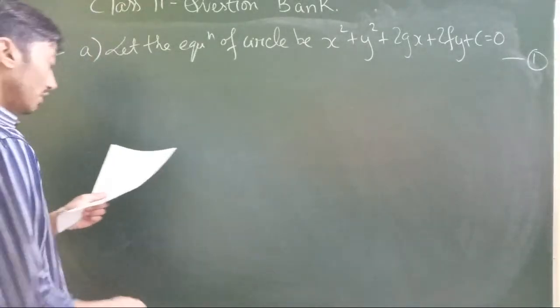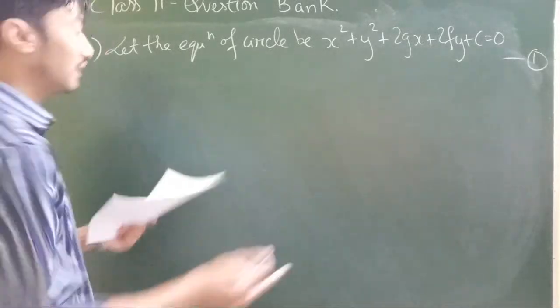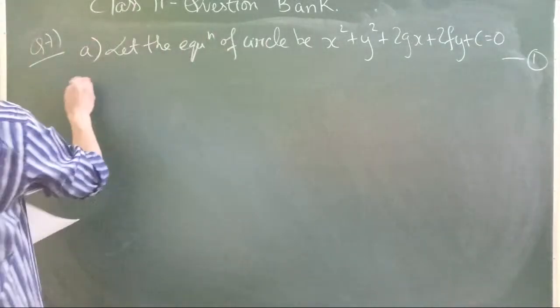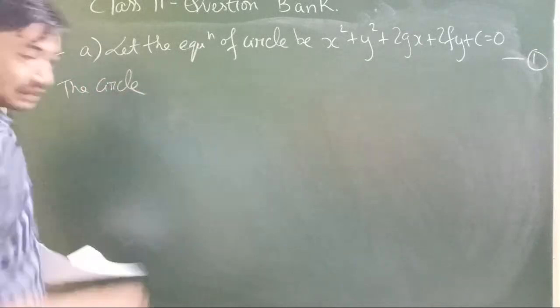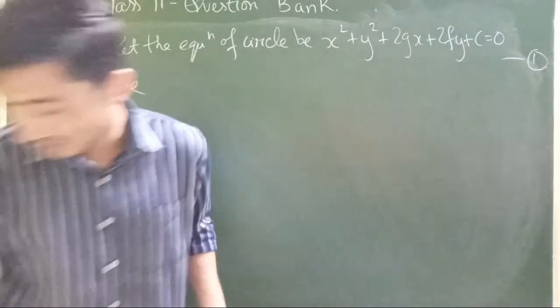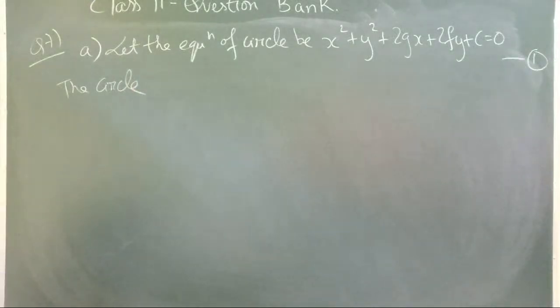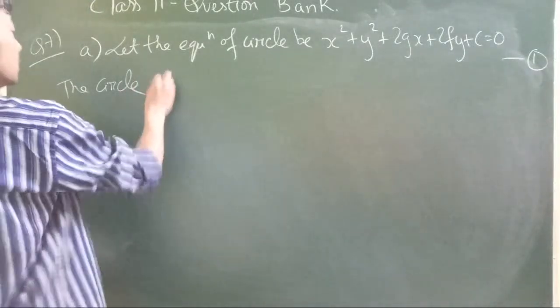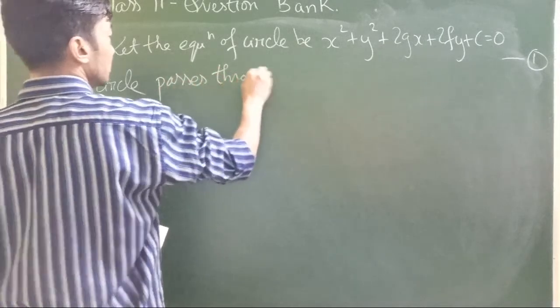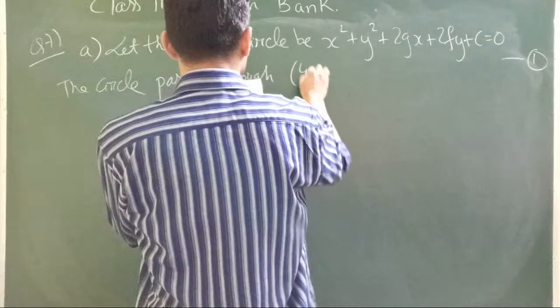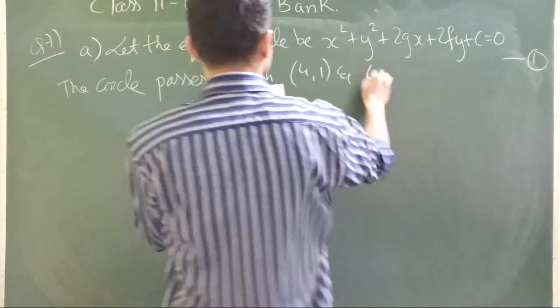It's given that the circle passes through the points (4, 1) and (6, 5). So I'm going straight to the point. The circle passes through the points (4, 1) and (6, 5).